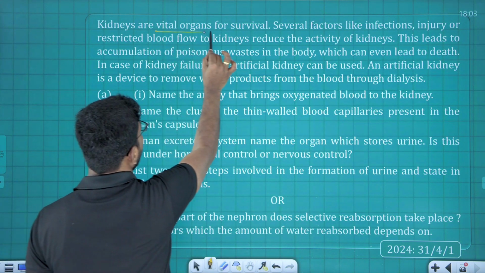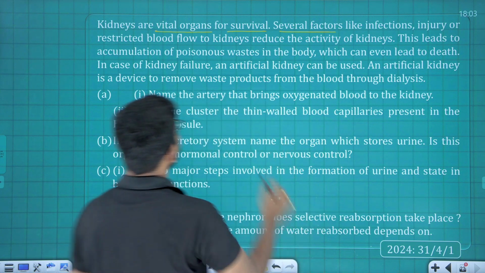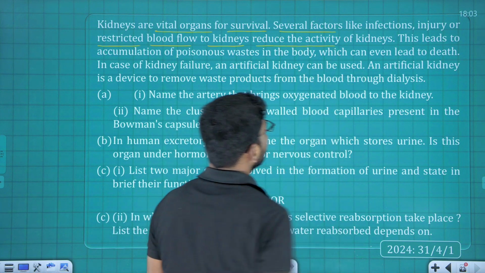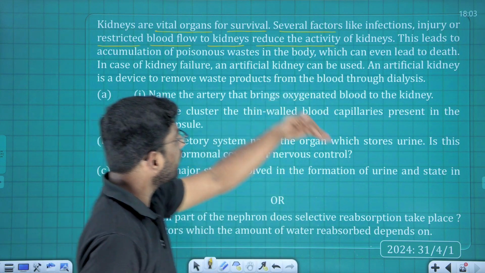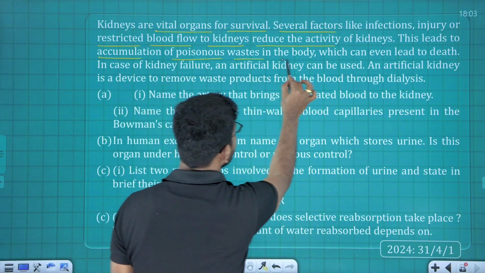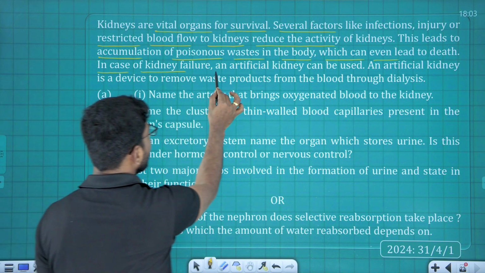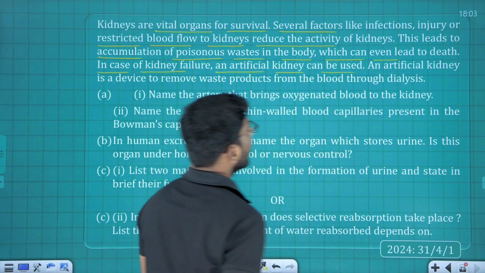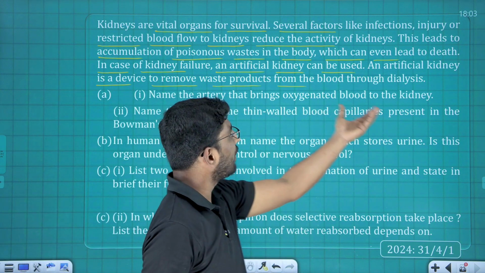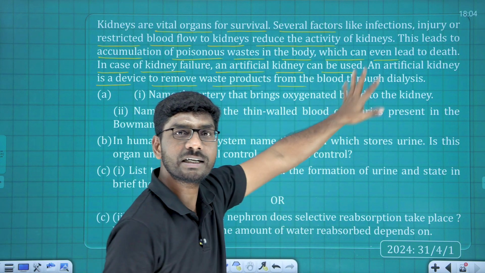Next question. 2024 5-mark question. Kidneys are vital organs for survival. Several factors like infection, injury, restricted blood flow to kidney reduce the activity of kidneys. This leads to accumulation of poisonous waste in the body, which can even lead to death. In case of kidney failure, an artificial kidney can be used. An artificial kidney is used to remove waste products from blood through dialysis, hemodialysis. Direct NCERT statement. This is a direct NCERT paragraph.